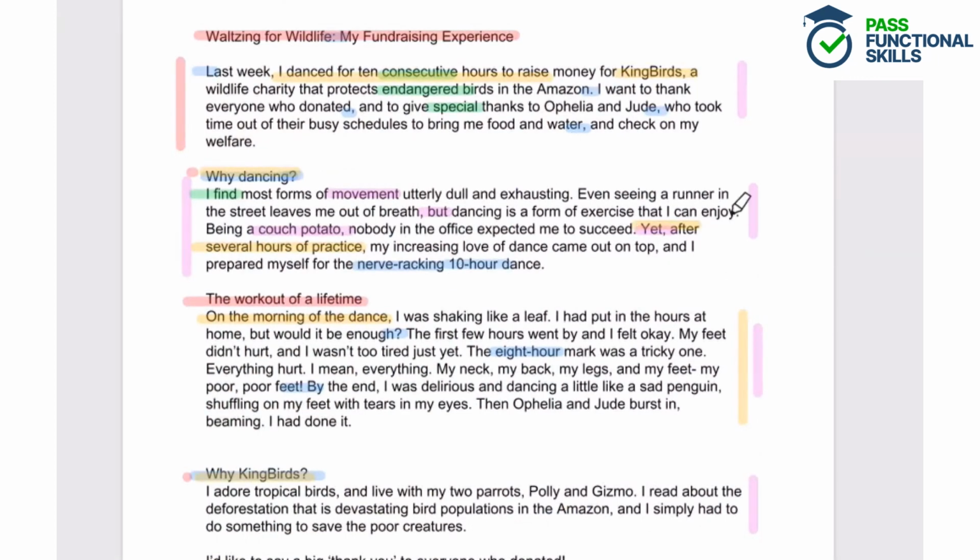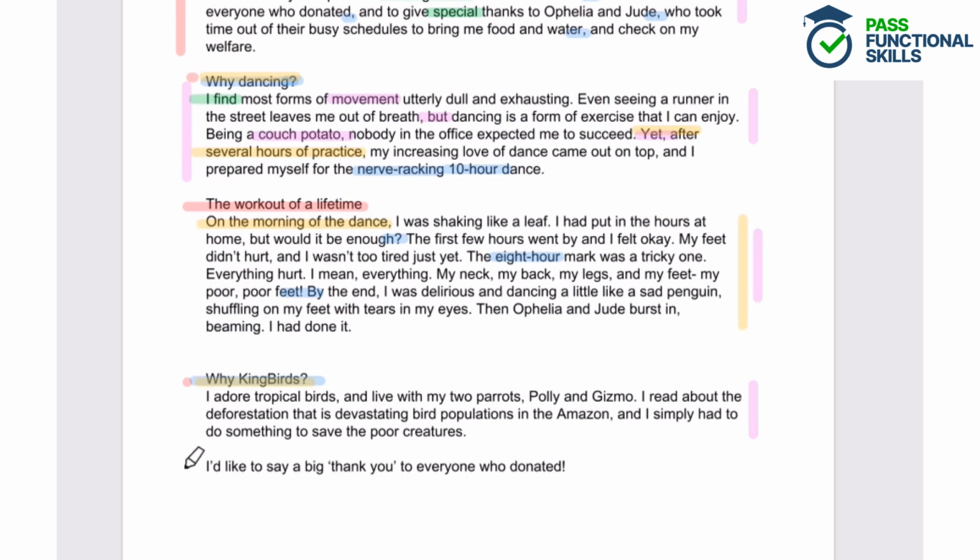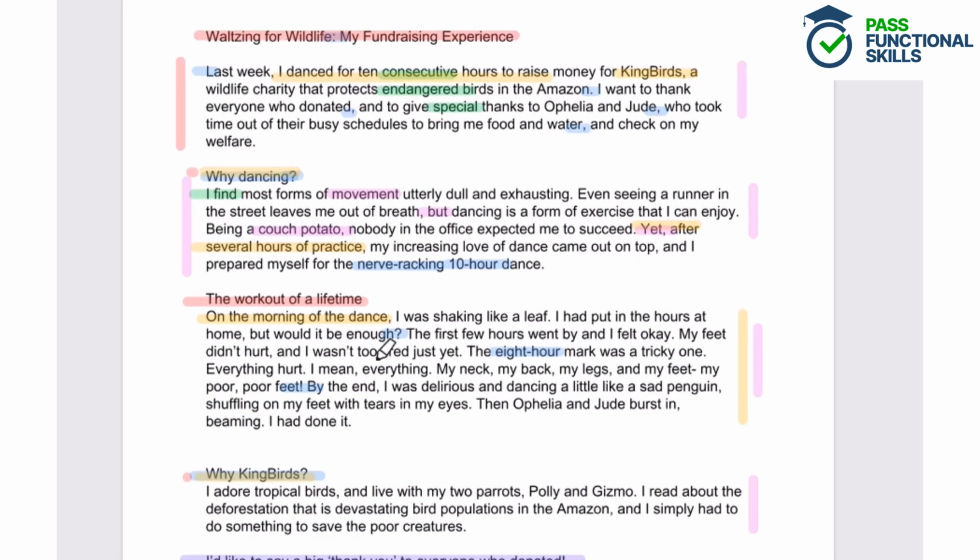So we're writing a newsletter article, and it's been focused on the topic and the task throughout the answer. So it describes the charity event and explains why this person chose to do it. It's also really well suited to the audience. So we were writing for either a college or workplace newsletter. So this person has thanked people from the college or workplace who have been giving donations. And we have references to the office. So nobody in the office expected me to succeed. So it's clearly adapted to that workplace audience.